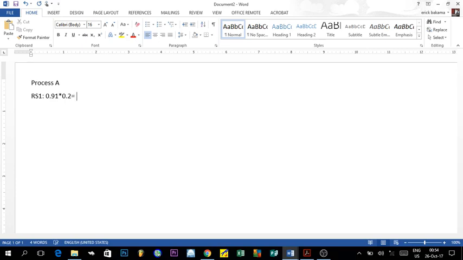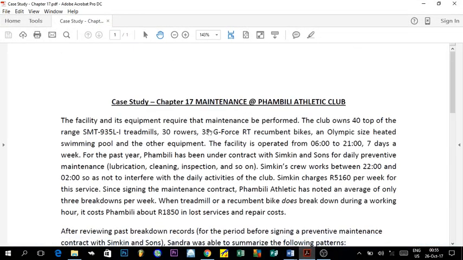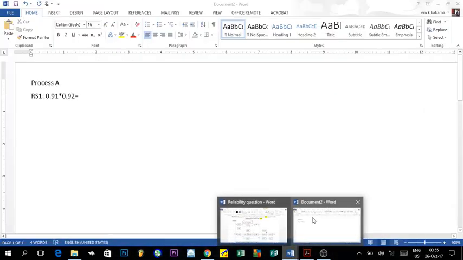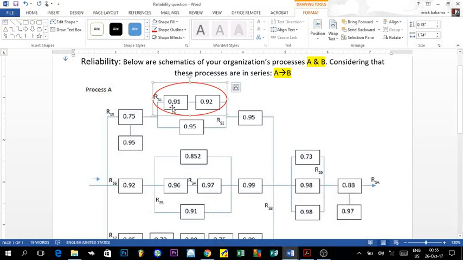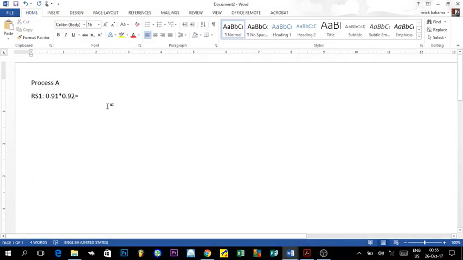Why am I multiplying? Because it's part of our formula. Whenever you have components in series, as we did in the previous video, you take the reliability of the first component times the reliability of the second one. In this case, we have 0.91 times 0.92, where 0.91 is the first component that we already have here and 0.92 is the second. When you calculate the formula, the answer that you get is 0.8372.